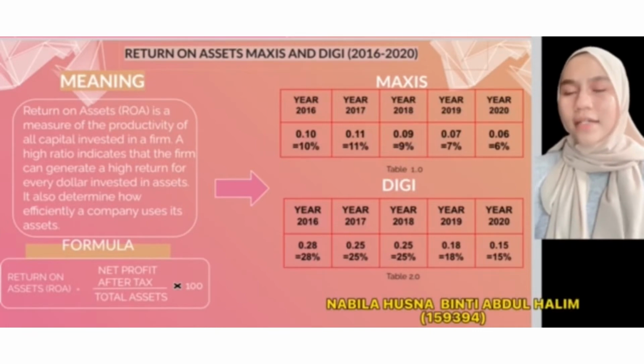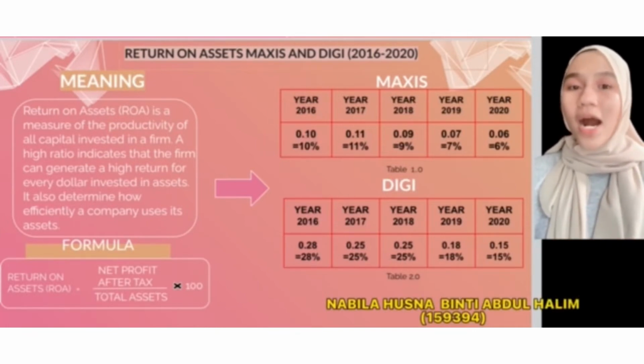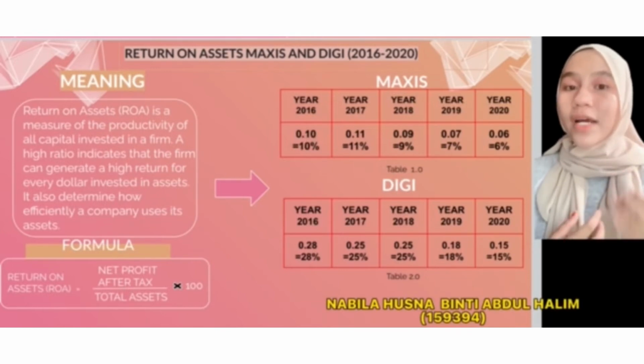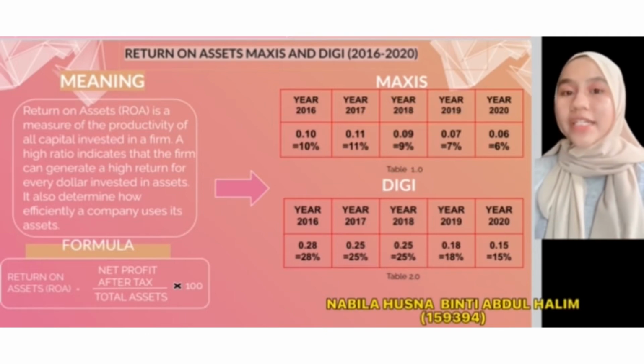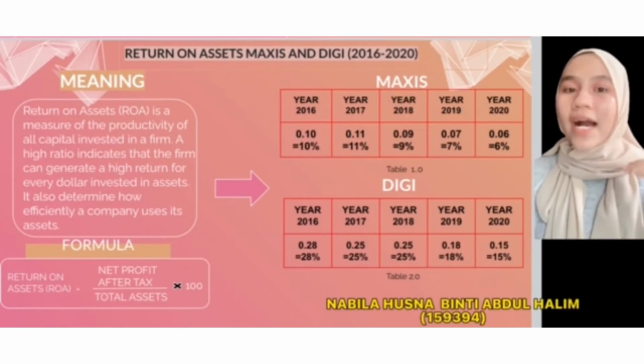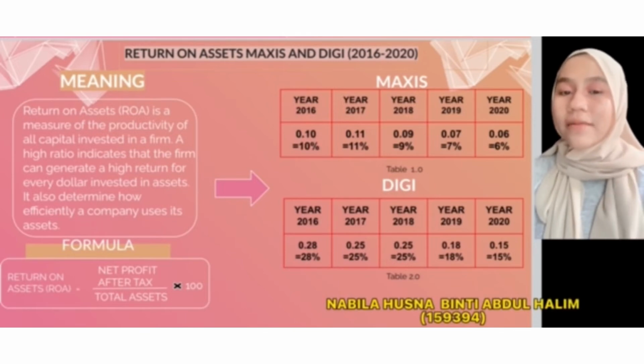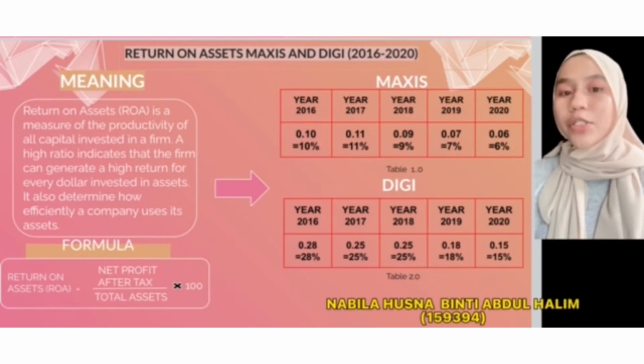Return on asset. So, what is the meaning of return on asset? Return on asset or ROA is a measure of the productivity of all capital invested in a firm. A high ratio indicates that the firm can generate a high return for every dollar invested in assets. It also determines how efficiently a company uses its assets.